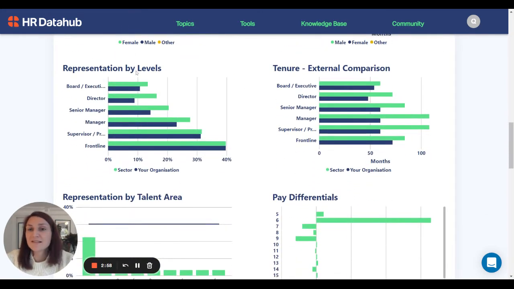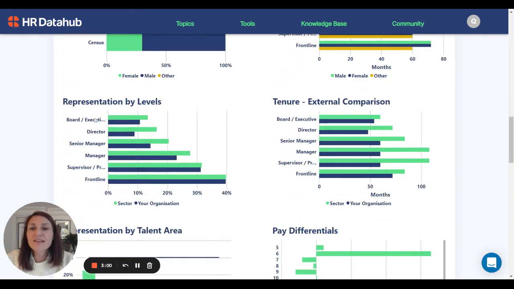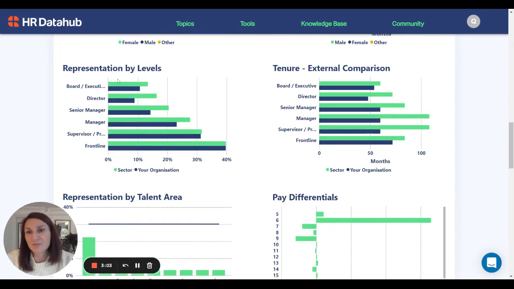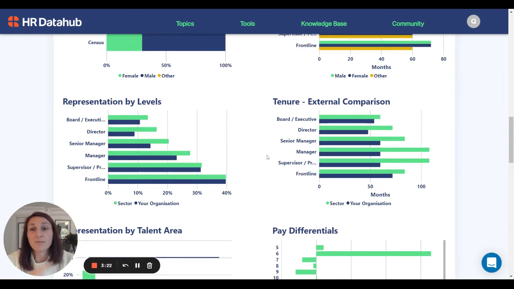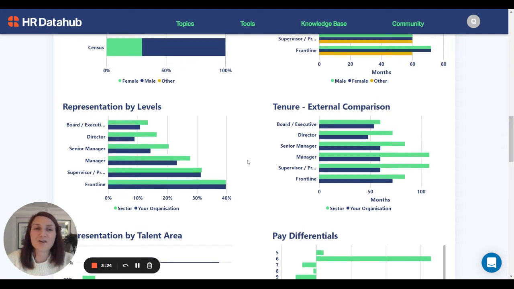I can go straight into understanding what that overall representation is, how it's broken down between different levels. So here we're looking at women representation in my organization versus my sector, and I see that at manager, senior manager, and director level, I'm actually well behind or quite far behind my sector average. So that may be something I want to take a note of and maybe a point of concern. But I have to look at the other charts to understand the context.